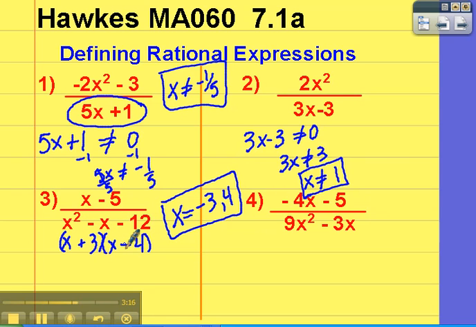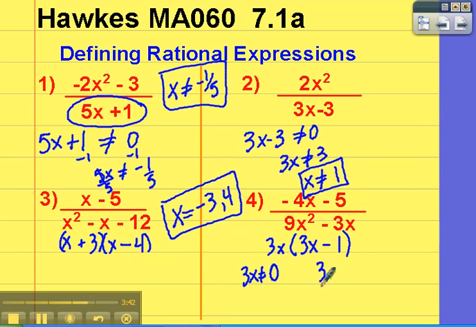I'm going to have to factor. This is a little bit different. I'm going to pull out a GCF on this one. Pull out a 3x. Then I have a 3x minus 1. And then I'm going to set each of these not equal to 0. I don't want 3x to equal 0. But I also don't want 3x minus 1 to be 0.